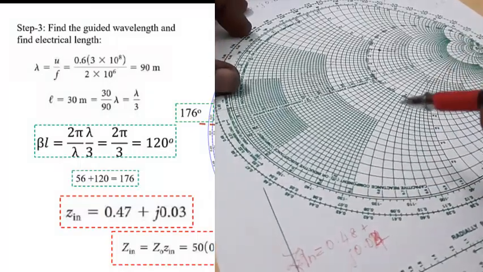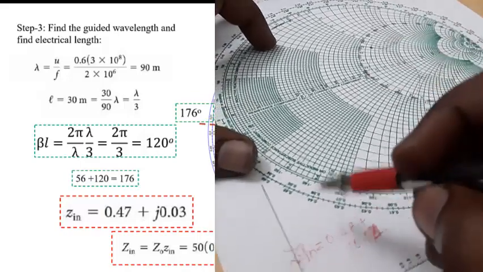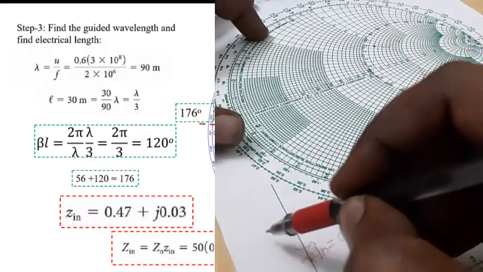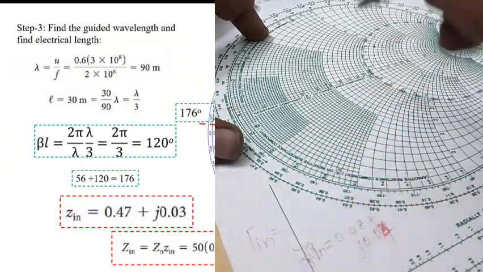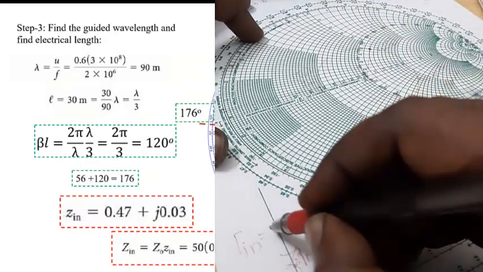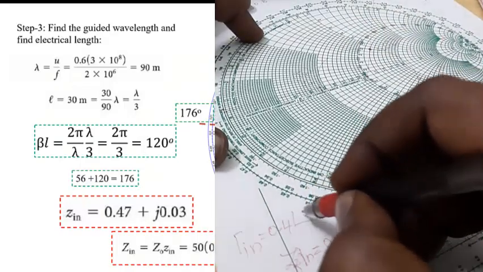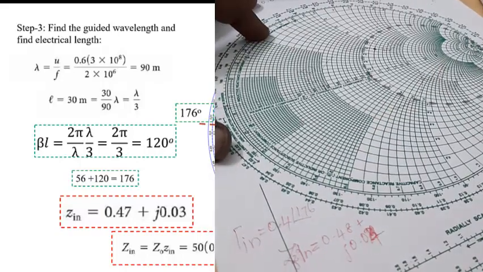This is how we have to calculate the input impedance. Now we have to calculate the input reflection coefficient. It is going to be the magnitude, which we already know is 0.4, and the angle is 176 degree. That's all. That is what we have got.